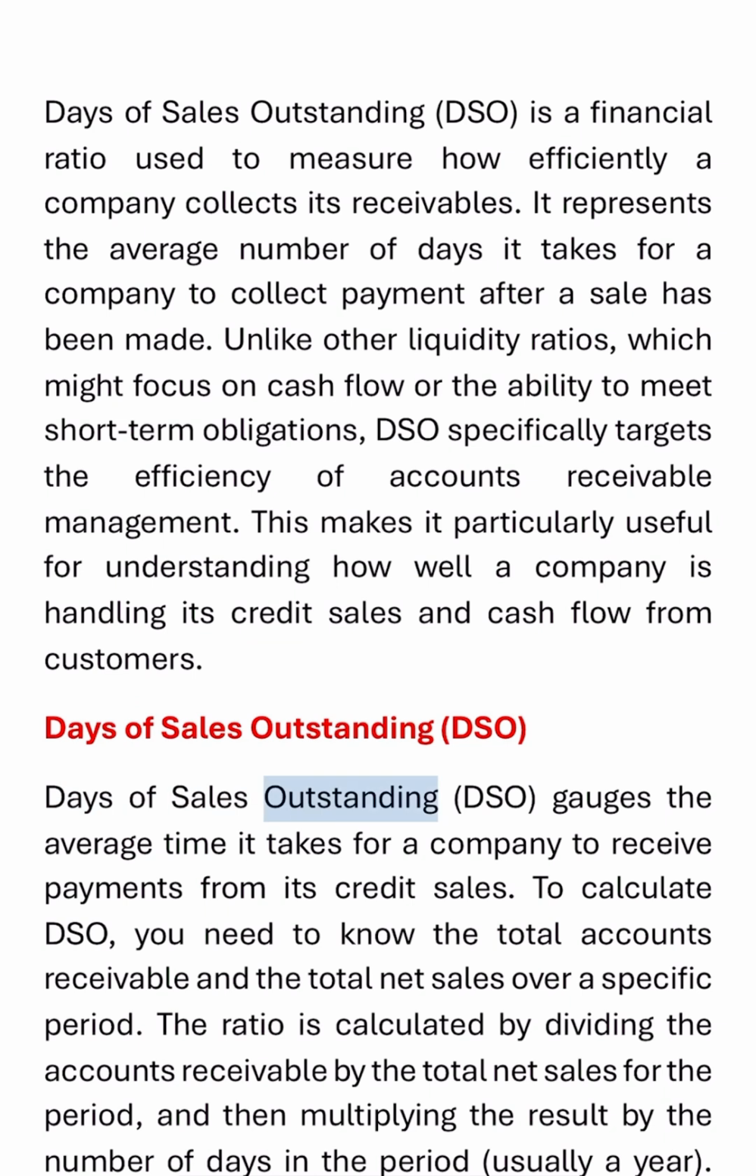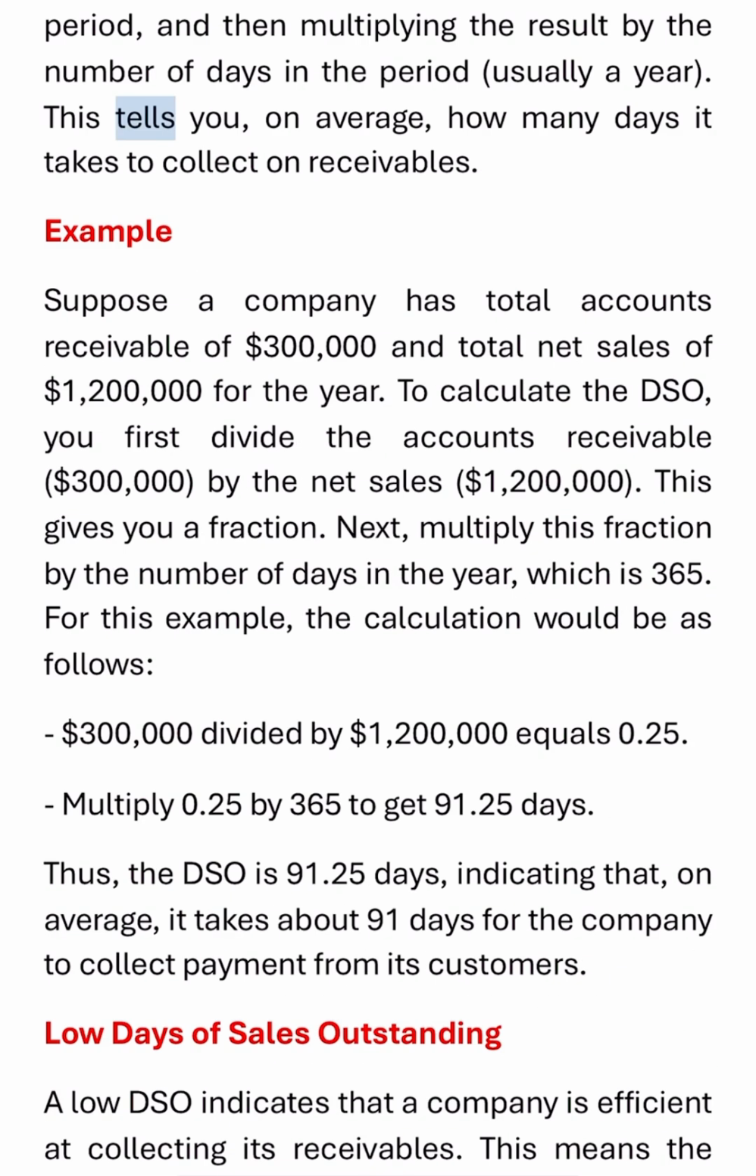Days of Sales Outstanding, DSO, gauges the average time it takes for a company to receive payments from its credit sales. To calculate DSO, you need to know the total accounts receivable and the total net sales over a specific period. The ratio is calculated by dividing the accounts receivable by the total net sales for the period, and then multiplying the result by the number of days in the period, usually a year. This tells you, on average, how many days it takes to collect on receivables.